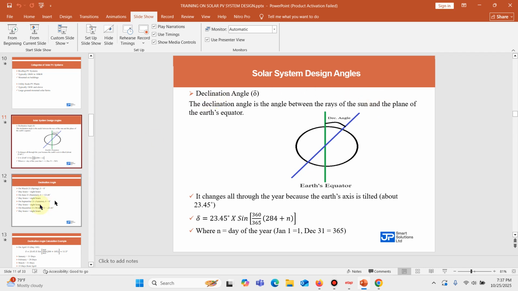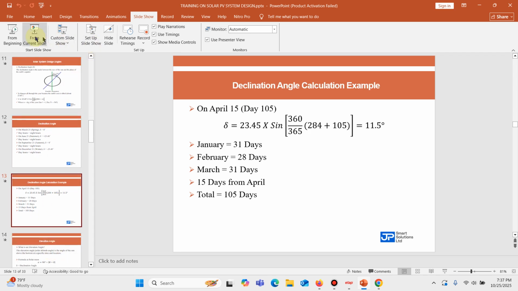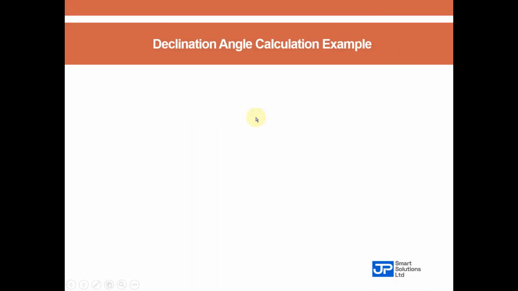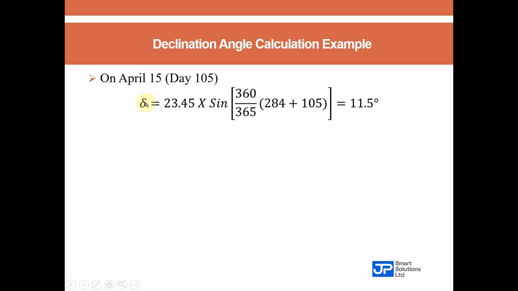So we are going to take an example over here, how to obtain the declination angle. So we want to get the declination angle for April 15th. Now April 15th is day 105, and I'm going to show you how to get that. All we need to do is substitute this 105 into the formula we earlier stated for declination angle. Now, this becomes our N, 105, and we get our declination angle as 11.5 degrees.